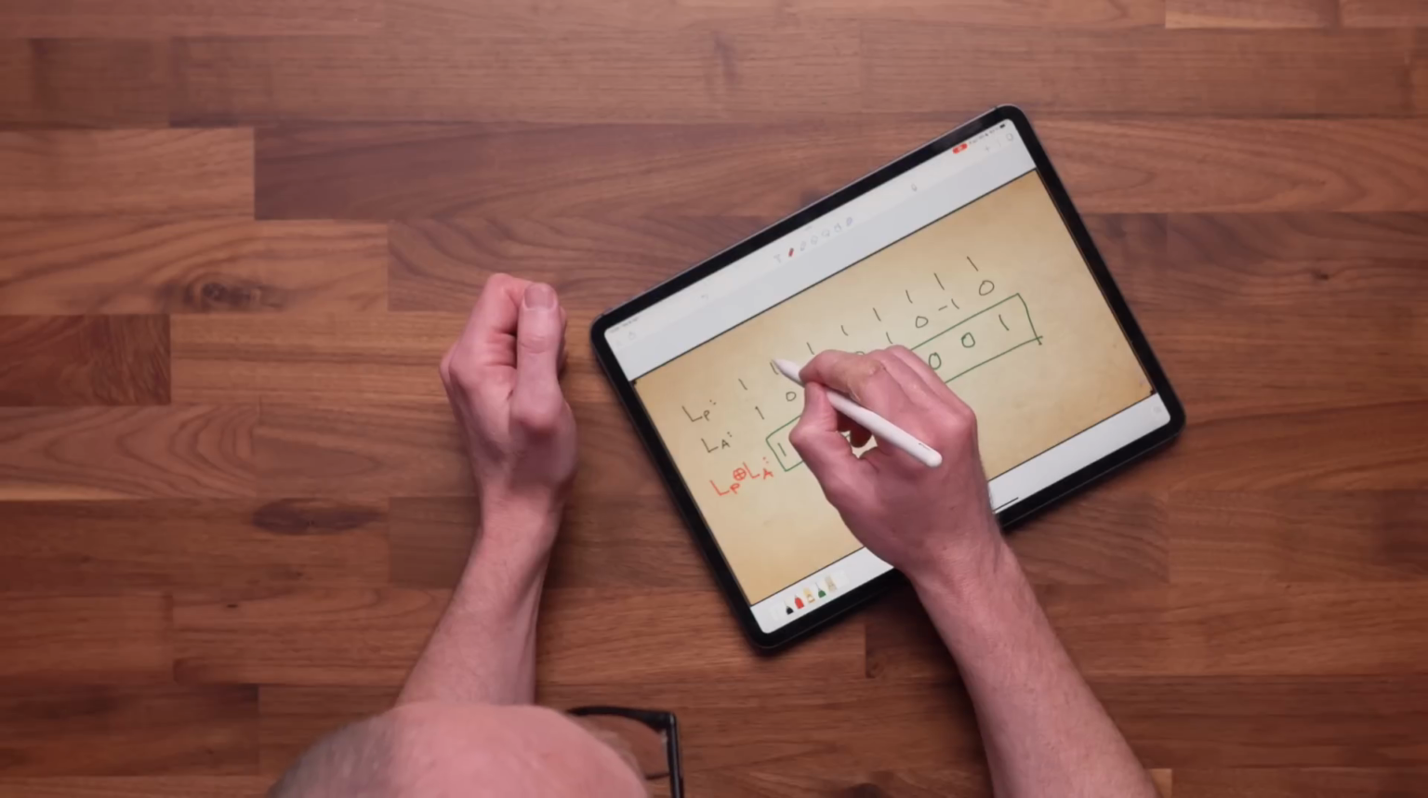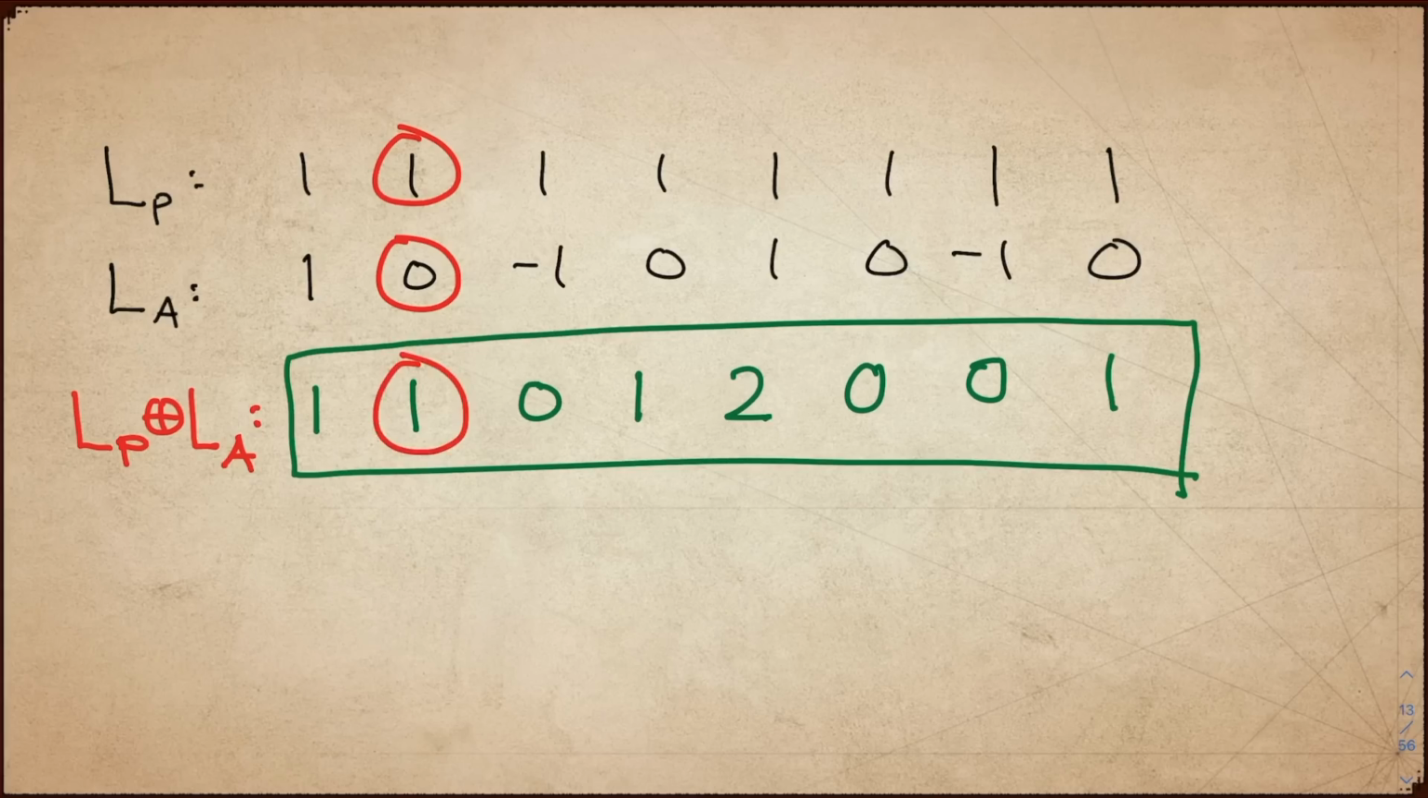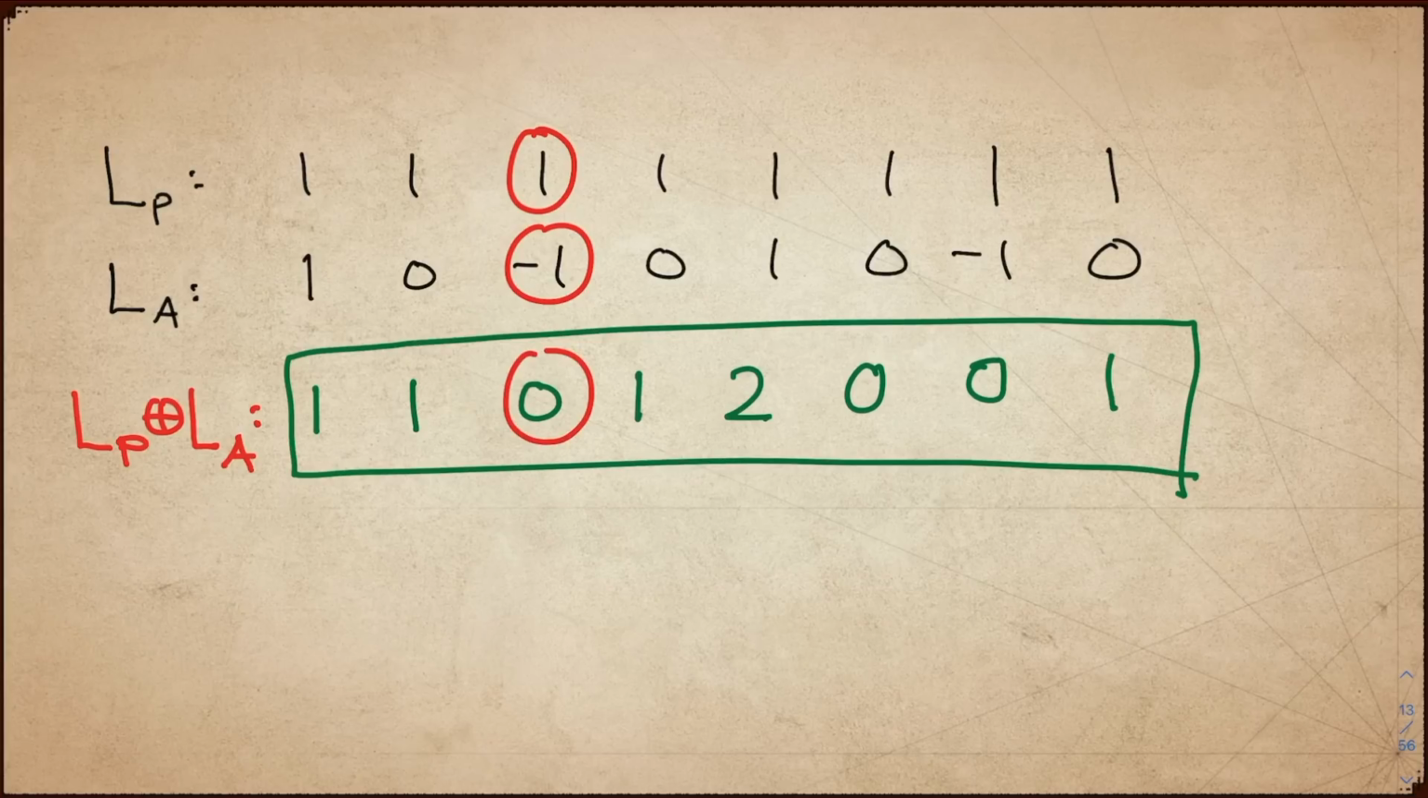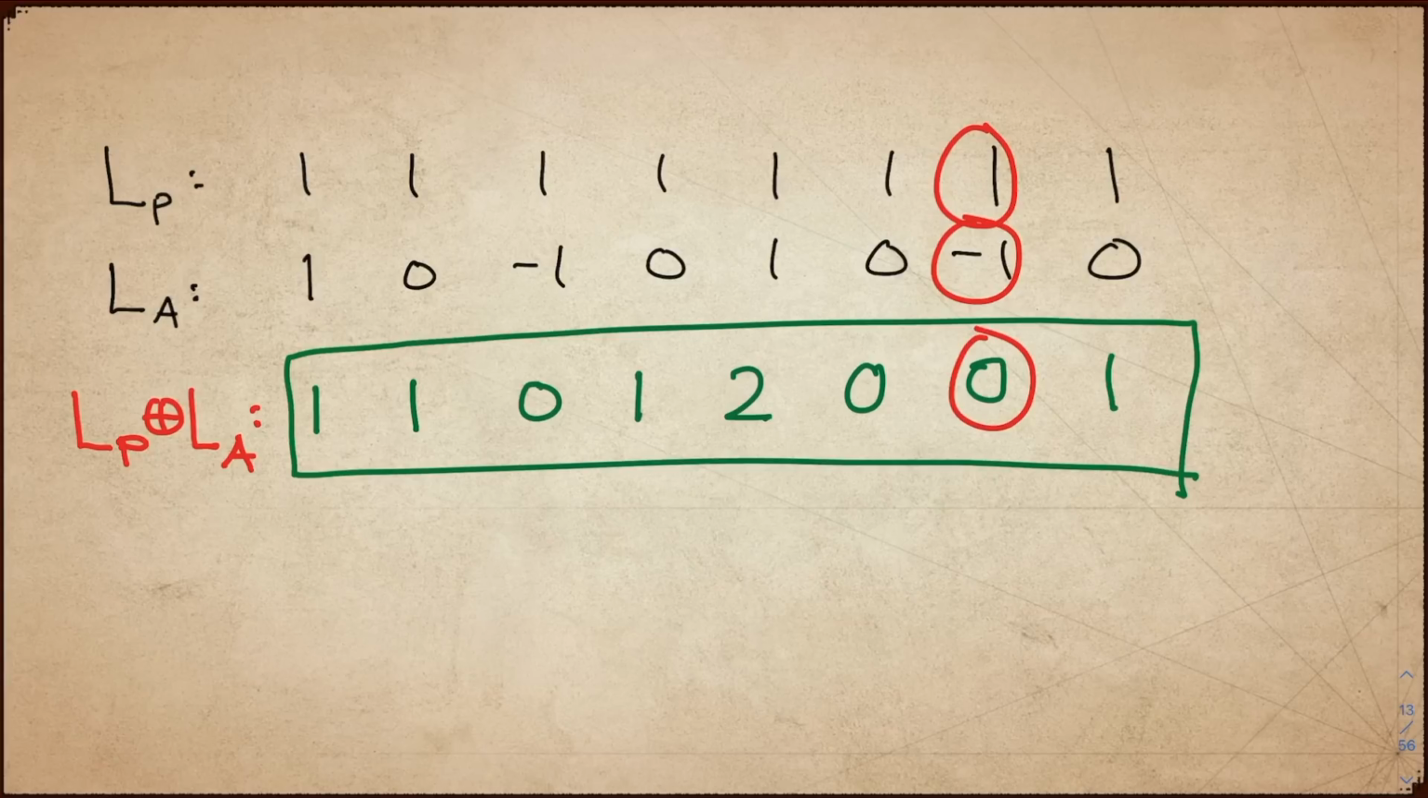This method for sequences is called Dirichlet convolution. It gives you the product of the corresponding Dirichlet series, but look at what happens for the primes. 1 plus 0 is 1. 1 plus minus 1 is 0. 1 plus 1 is 2. And 1 plus minus 1 is 0. At each prime index, this is just ordinary, traditional addition.